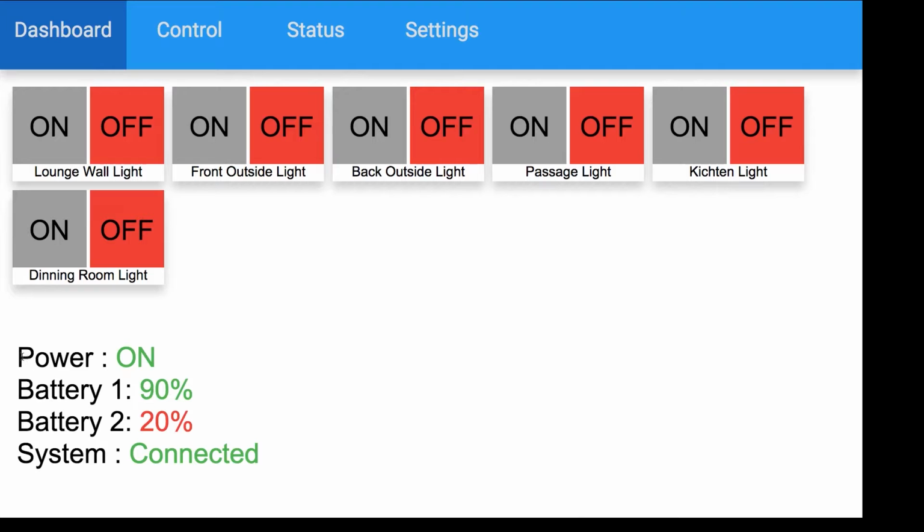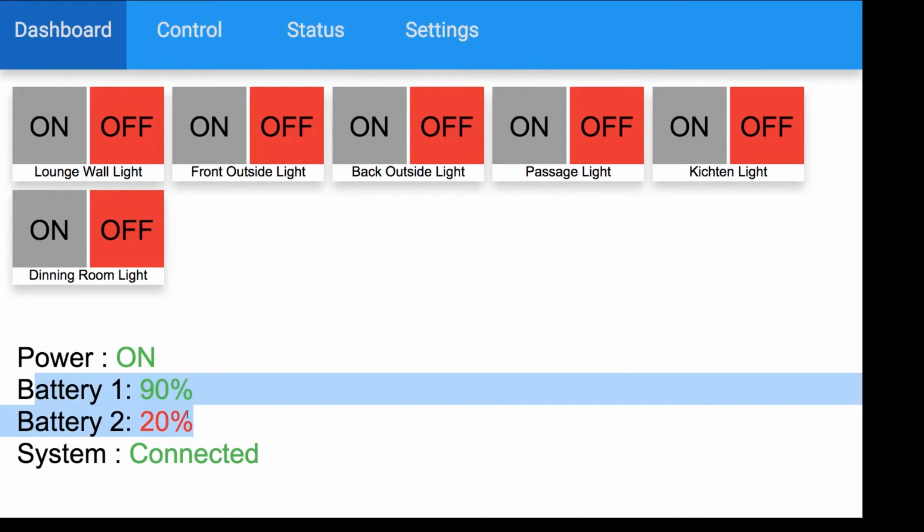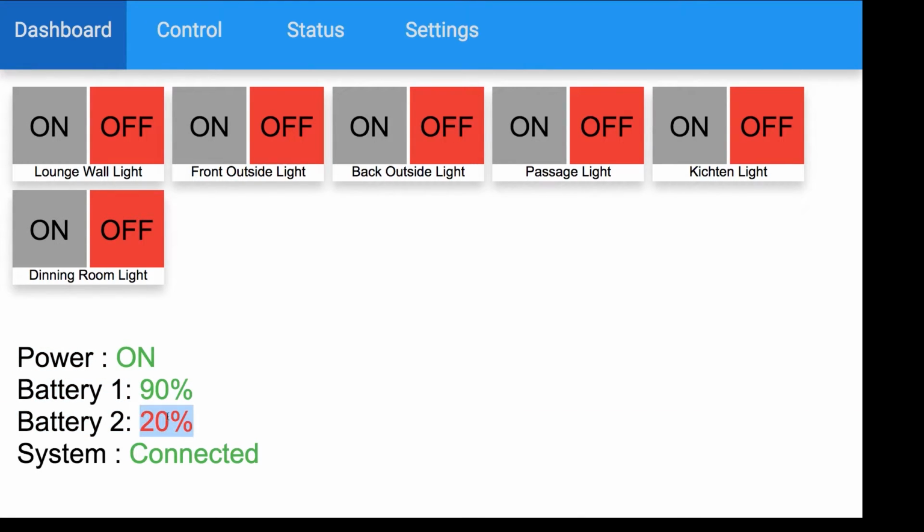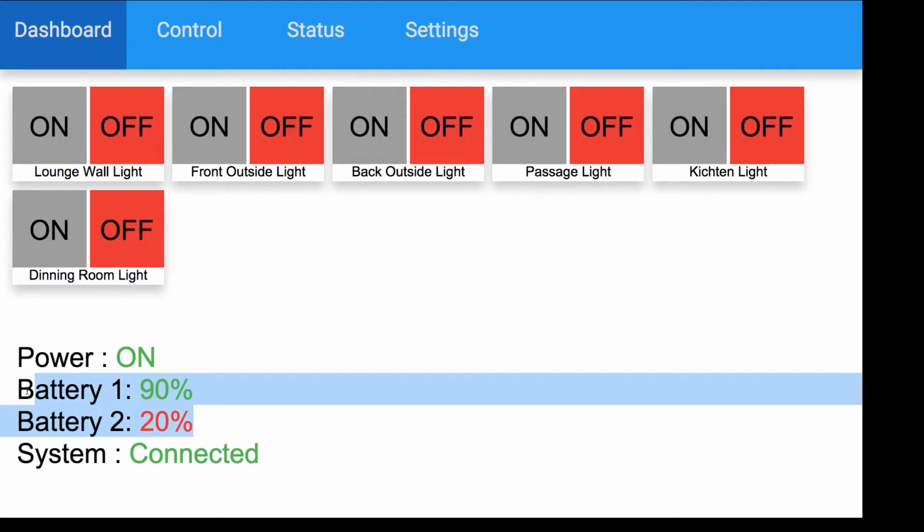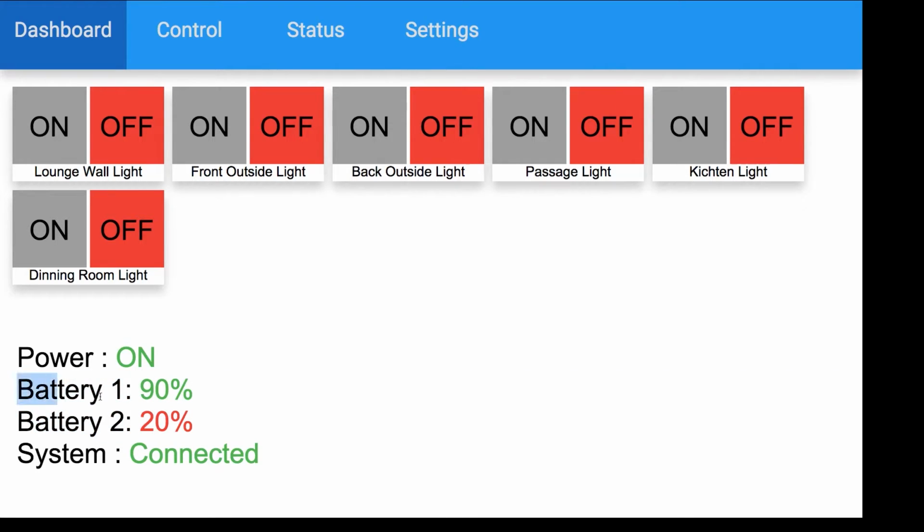Okay, so let me explain everything else. Power, that's telling me that there's AC power on to the house. Battery 1 and 2 are actually fake, so these numbers don't actually represent anything right now. They're meant to, and they will in the future. Battery 1 is the 12-volt system that I have, and battery 2 is the 24-volt system that I have.